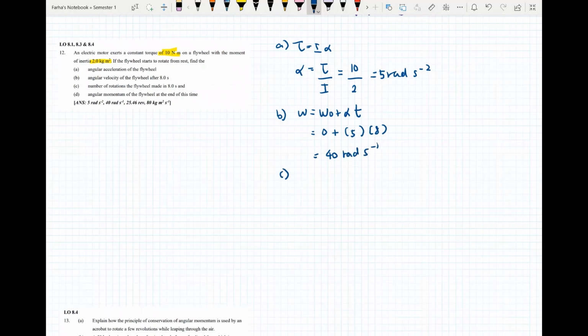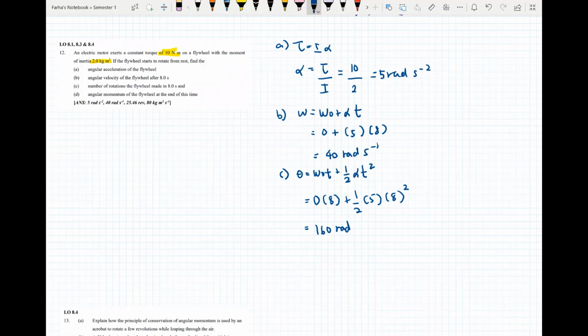Okay, for C, number of rotations the flywheel made in 8 seconds. We can also use learning outcome 8.1. Theta equals omega naught t plus half alpha t square. So omega naught is 0 times 8 seconds plus half, alpha is 5, t is 8. So we get 160 radian.